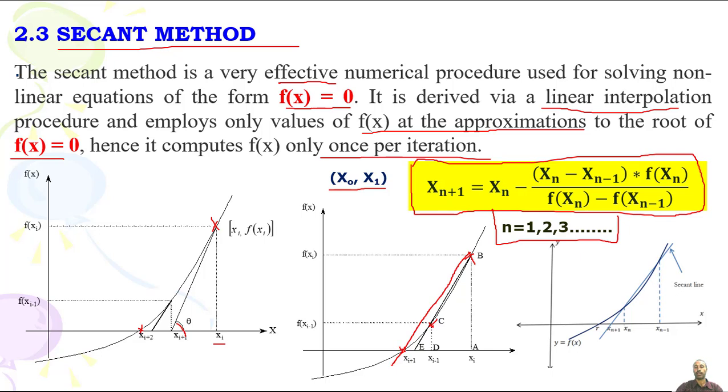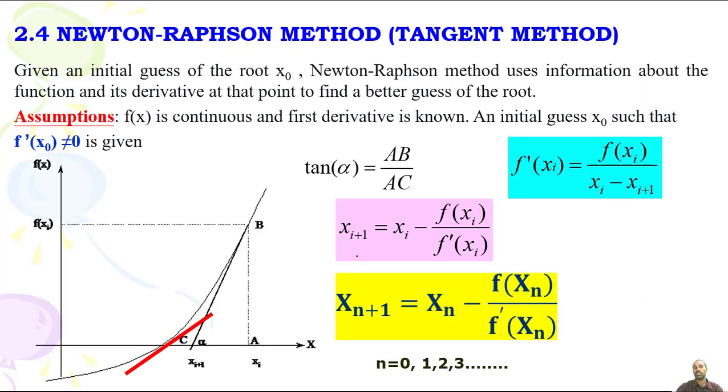So this point and this curve will meet at 0 when y is equal to 0. Then finally, you have a real root. And the fourth one is the Newton-Raphson method, which is the tangent method.